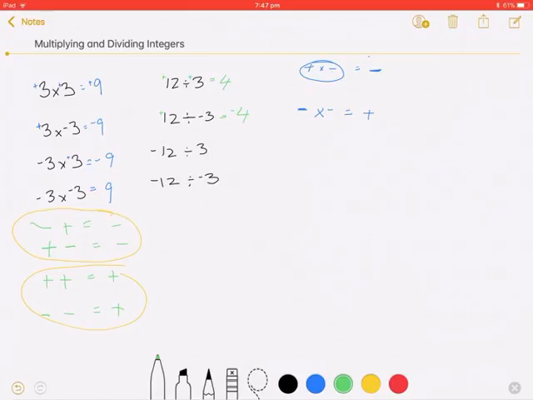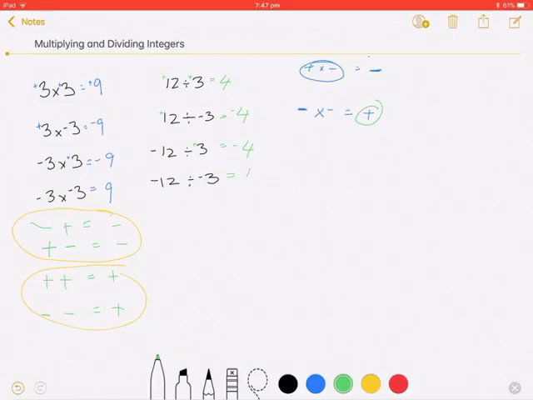Negative 12 divided by 3, remember there's a little plus out there that you can't see. Negative 12 divided by a positive 3, so you've got a positive and a negative, it's going to give you a negative. And then you've got negative 12 divided by negative 3, negative and negative gives you a positive.